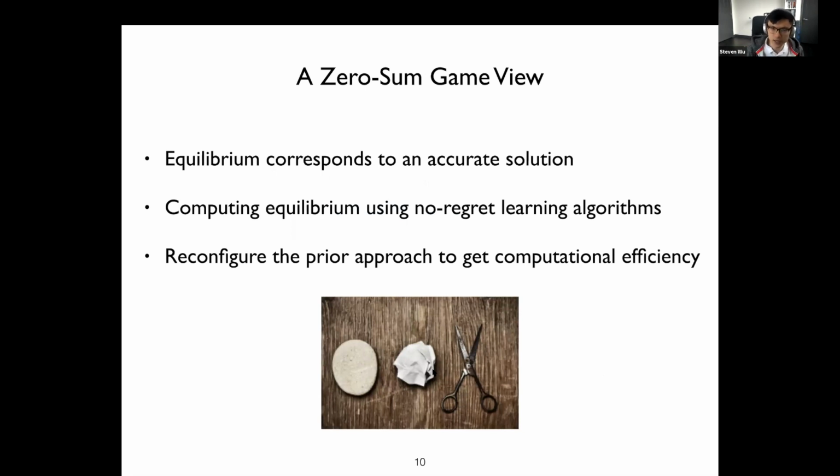Taking this framework has the advantage of allowing us to design a family of algorithms that leverage online learning tools called no-regret learning algorithms. In particular, it allows us to reconfigure some of the established algorithms, which may be computationally very expensive, to get computationally efficient algorithms. And to mirror the title of the talk a little bit, we get efficiency through heuristic or powerful integer program solvers.